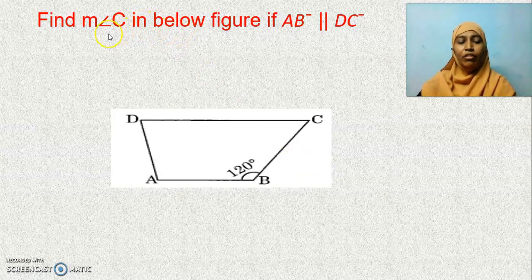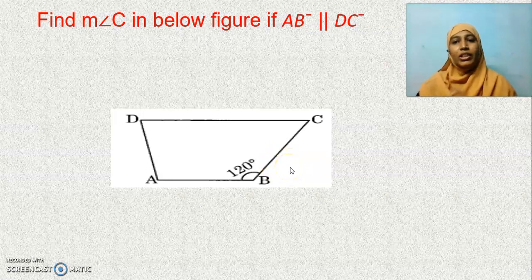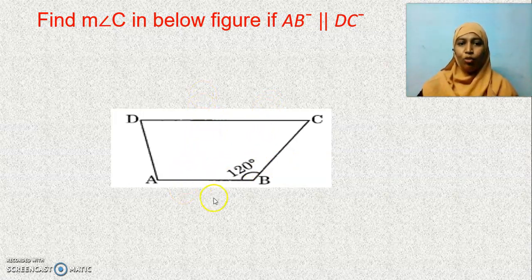Then we have to find angle C now. If AB is parallel to DC, is it a parallelogram? Can I make use of all the properties of the parallelogram here? No, it is not a parallelogram. If one pair alone is parallel, what name can I give for this shape? Yes, it is a trapezium. Our objective is now to find angle C. Do you have any idea to proceed, my dear children?